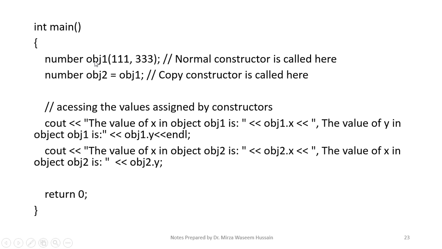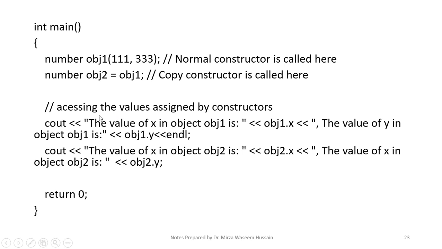Then we call the normal constructor: Number obj1, passing 111 and 333. And here we are using the copy constructor. Now obj1 and obj2 have the same contents, or we can say the contents of obj1 are copied into obj2. So the contents of both objects will be the same. Now we will access their values.